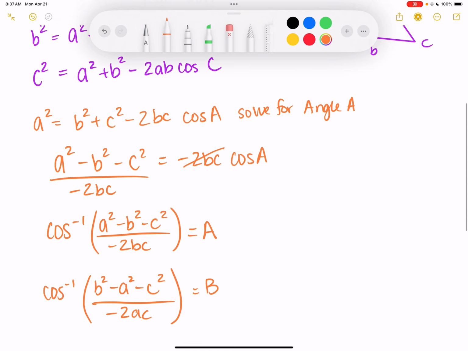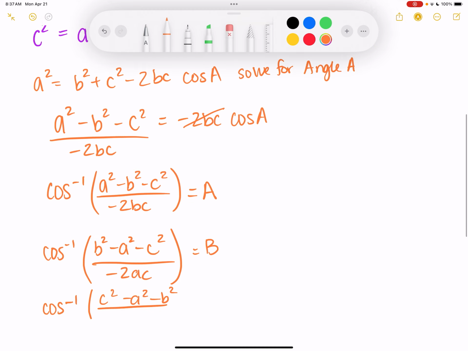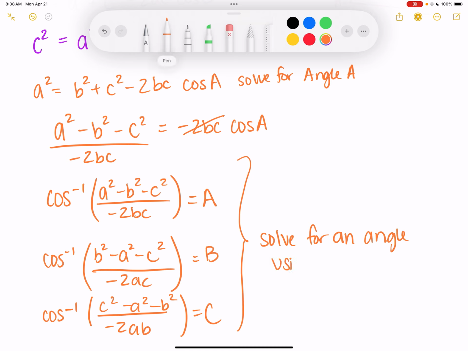And then angle C would be the inverse cosine of C squared minus A squared minus B squared over negative 2AB. And that would be solving for angle C. So these are the formulas that we would use if we need to solve for an angle using the law of cosines.